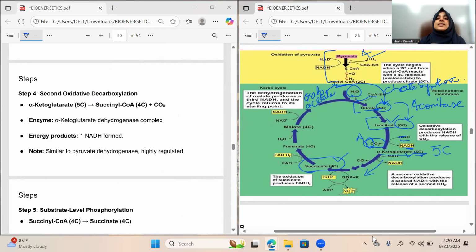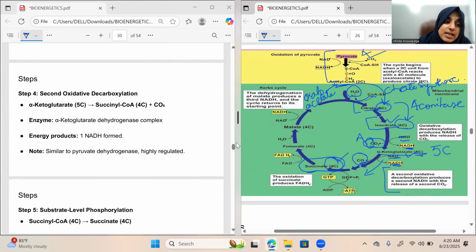Why? Because this is the second oxidative decarboxylation, which means that now I have 5 carbons. From 5 carbons, 1 carbon will be removed, and it will be converted into a 4 carbon compound that is known as succinate. See, carbon dioxide is being removed over here, and one NAD positive is converted into NADH. This is the second oxidative decarboxylation.